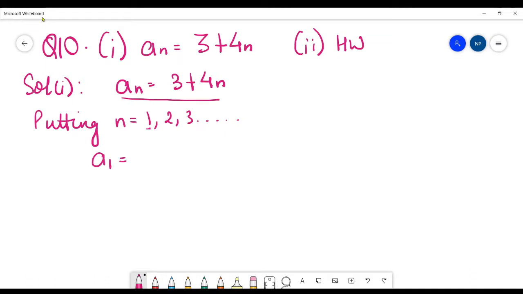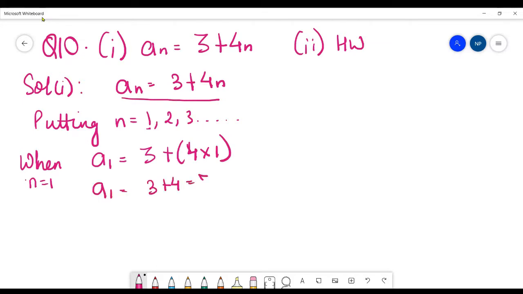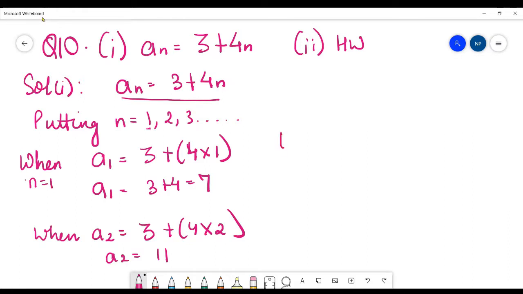When n is equal to 1, what do we get? We get 3 plus 4 multiplied by 1. So A1 is equal to 3 plus 4, which is equal to 7. When n is equal to 2, substitute the value, 3 plus 4 multiplied by 2. A2 is equal to 3 plus 4 2s is 8, so 8 plus 3, you get 11.